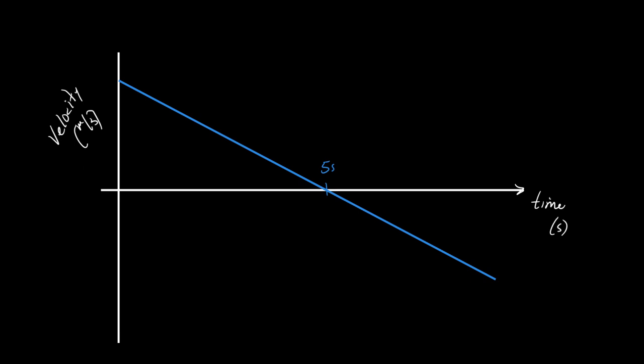In fact, we could argue right now, is the slope ever changing? No. So this object has a constant negative acceleration.